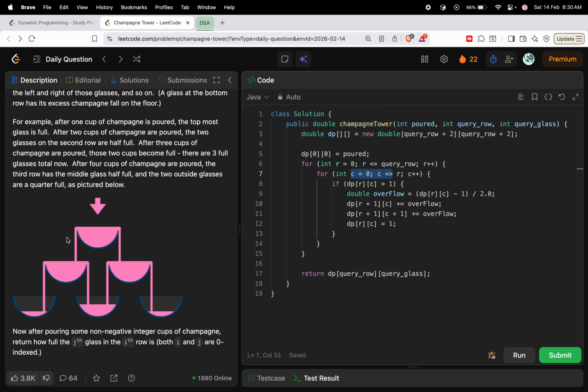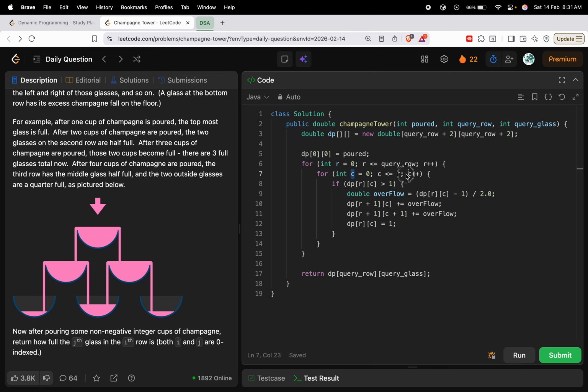Now we'll process all the rows, and in each row the columns. This is the 0th row and it will contain only 1 glass. This is the first row, it will have two glasses, which are 0 and 1. The column up to which we have to process in a particular row is the same as the row number. If we are standing in the r-th row, we have to process all the way up to column r. That is what I am doing here.